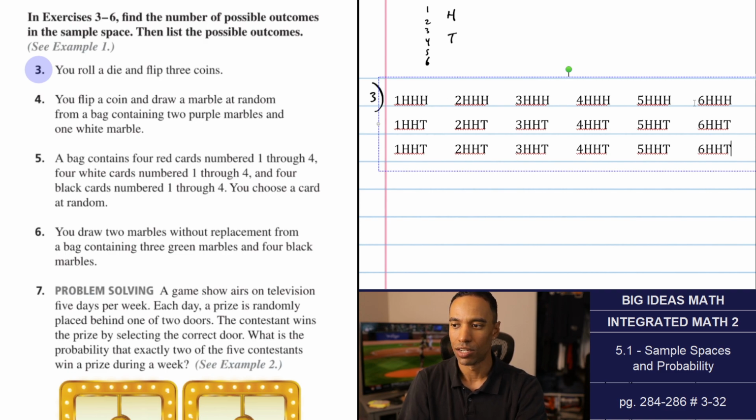What if instead, let me do the heads one. What if instead that last one was still heads, but the second flip was tails? So like this, tails, tails, tails.